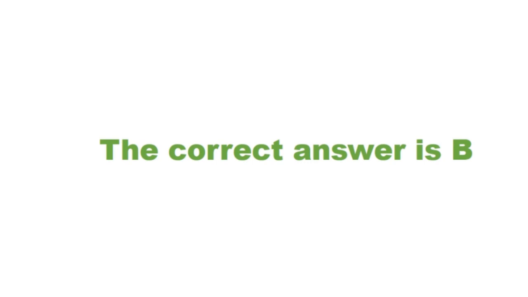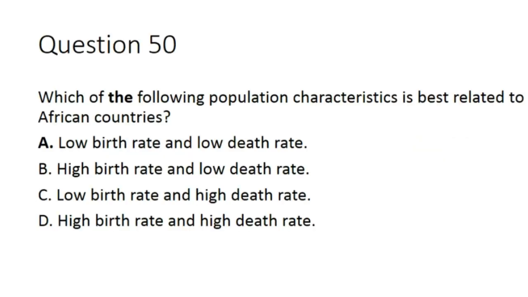50. Which of the following population characteristics is best related to African countries? A. Low birth rate and low death rate, B. High birth rate and low death rate, C. Low birth rate and high death rate, D. High birth rate and high death rate. Let's look at the question very carefully. Which of the following population characteristics is best related to African countries? High birth rate and low death rate is one of the characteristics that is related to African countries.